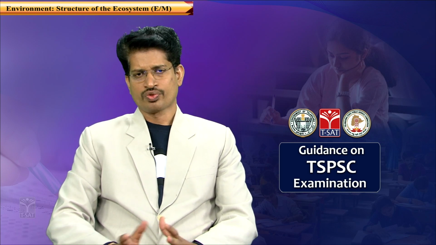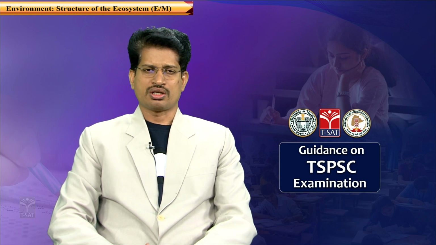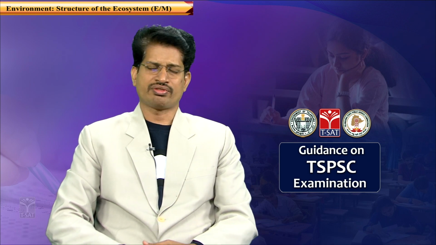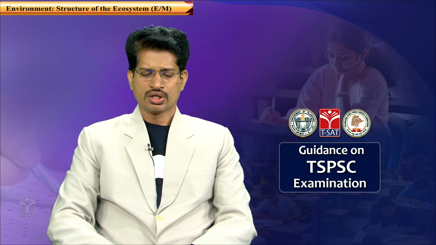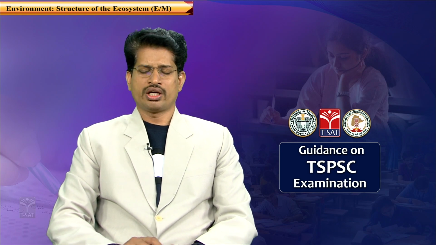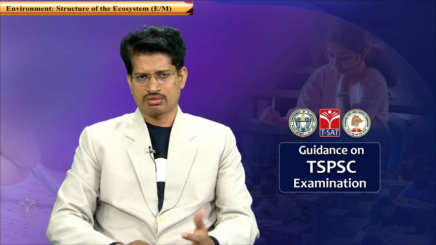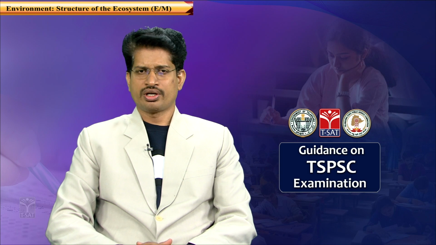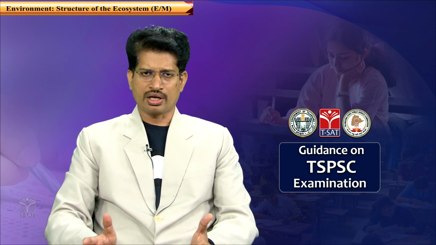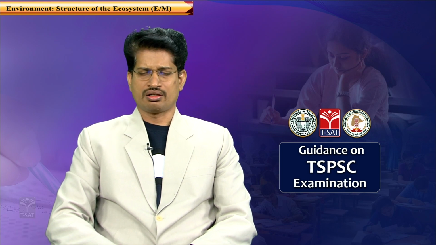For example, ecosystems are classified into terrestrial ecosystems and aquatic ecosystems, and aquatic ecosystems are further classified into marine and freshwater. So a predator varies from ecosystem to ecosystem. For example, in a marine ecosystem, a shark is a predator, but in a terrestrial ecosystem, in a deciduous forest like Telangana, we can consider the tiger as a predator.